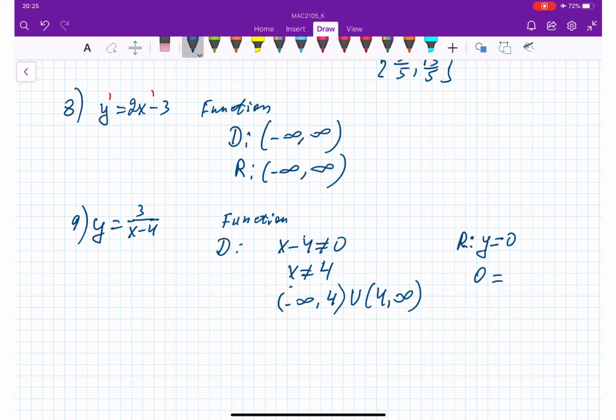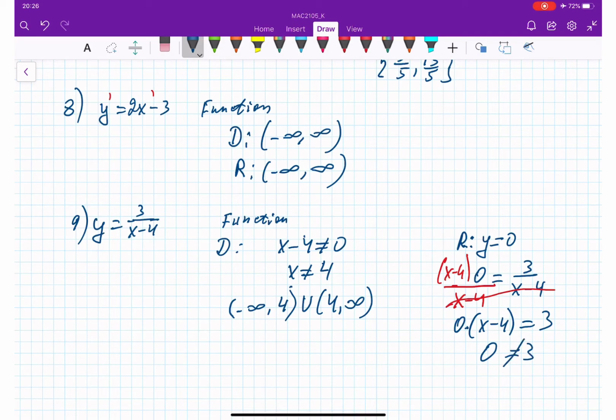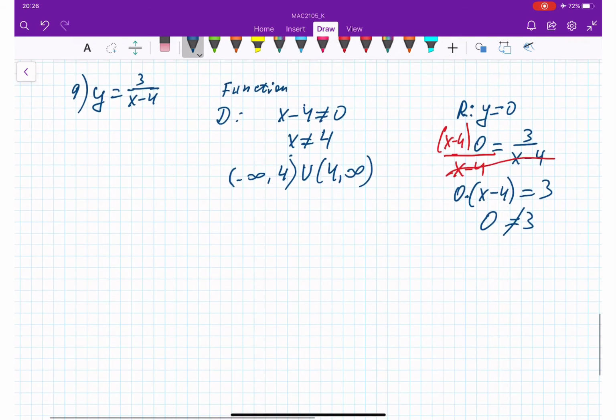Y is equal to 0. If y is equal to 0, what are we going to get? 0 is equal to 3 over x minus 4. So that means the common denominator is x minus 4, right? So let me move this to this side. Okay. So we are going to bring it to a common denominator, it's x minus 4, here also x minus 4. So we can drop x minus 4, and we are getting 0 times x minus 4 equal to 3. So 0 times any parenthesis is going to be 0, right? Therefore 0 equals 3, and it cannot happen. Yes? Therefore at the point of 0, there is a break.